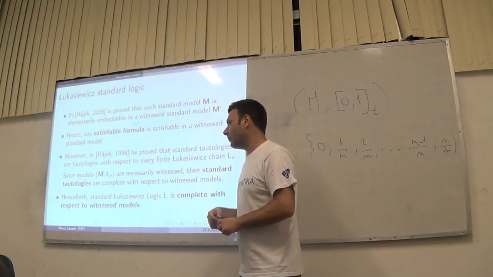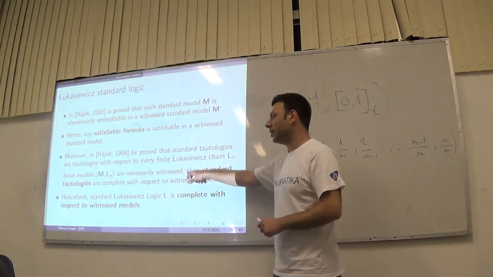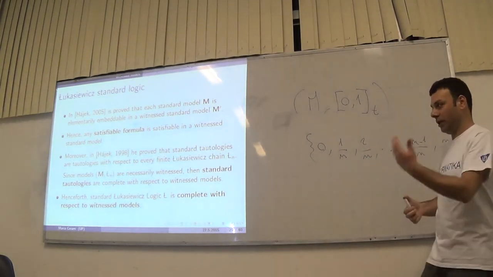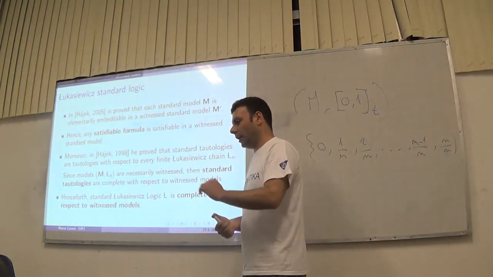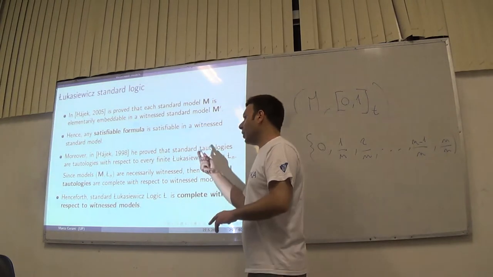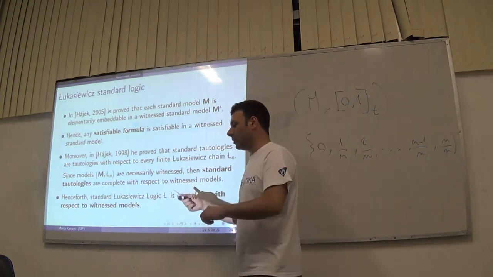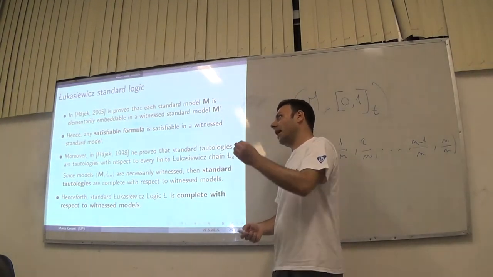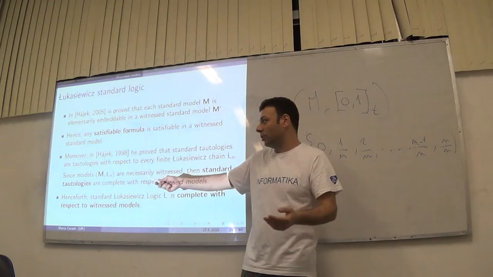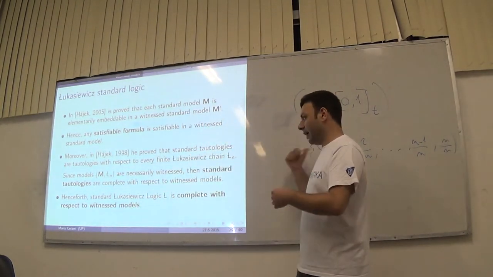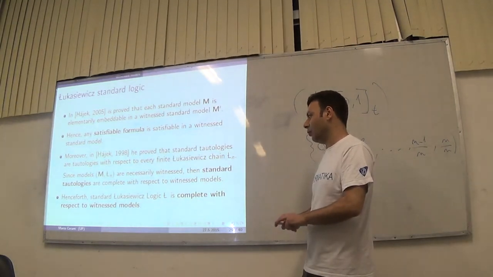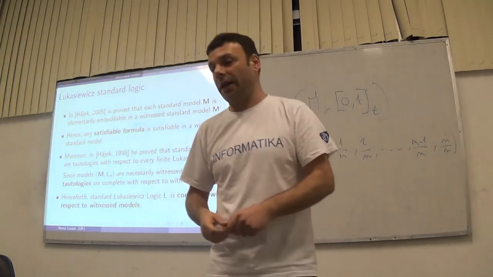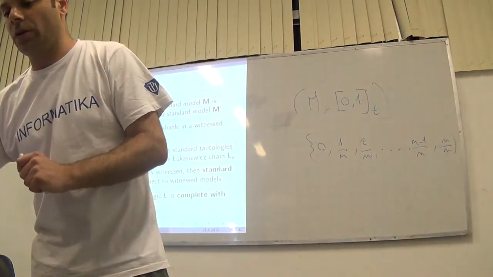So since models defined on finite algebras are necessarily witnessed, with a finite set of truth values we cannot have an infinite sequence of values. If a formula is a standard tautology, this means that we can find a finite Łukasiewicz chain in which this formula is a tautology. So we can find a witnessed model, because models of finite Łukasiewicz chains are necessarily witnessed. So from the point of view of satisfiable formulas and tautologies, also Łukasiewicz standard logic is complete with respect to witnessed models.